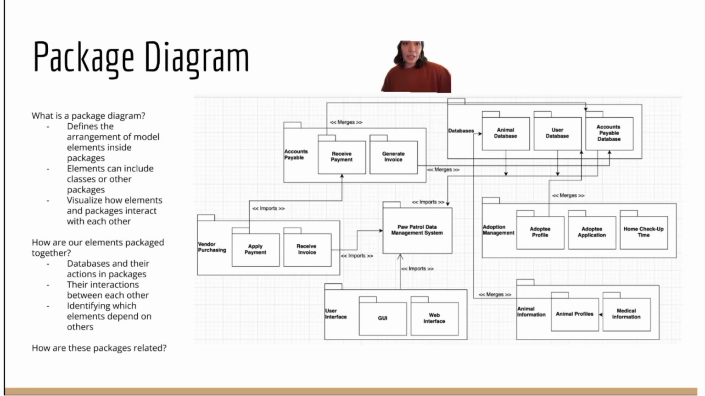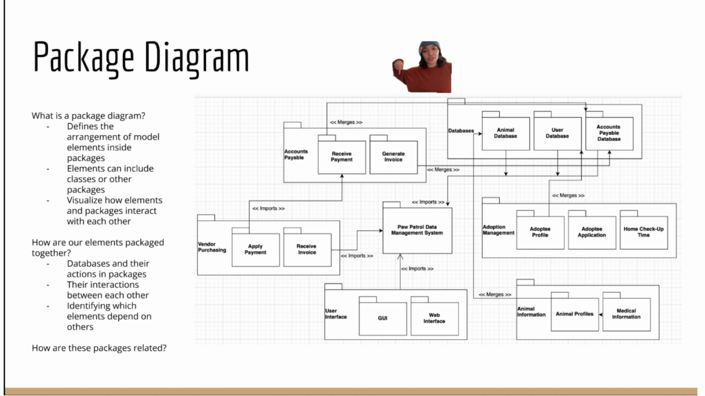Now, to add some light into our package diagram, because it looks a bit confusing, we have our package of databases here. We have animal, user, and accounts payable just for this package diagram alone. There are more databases in the previous, but these are the three we decided to focus on. When those have data that needs to be exported, it will get imported to the Paw Patrol data management system itself. Within that vein, the user interface with the graphic user interface and the web interface will also get imported by the data management system.